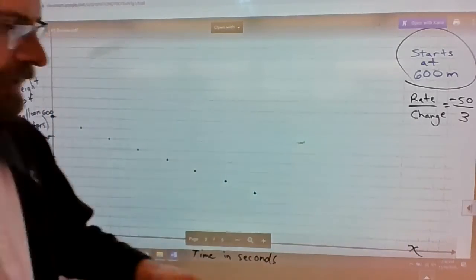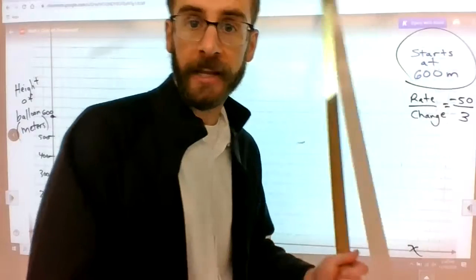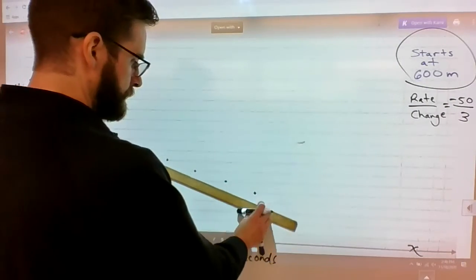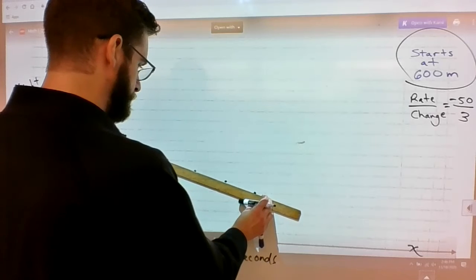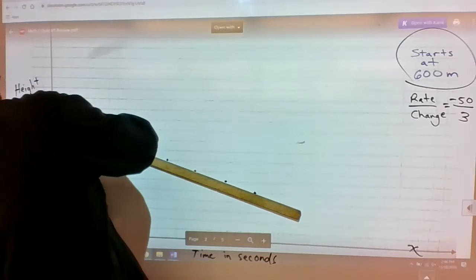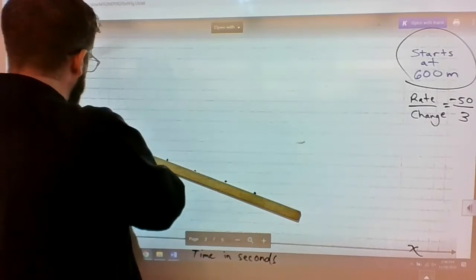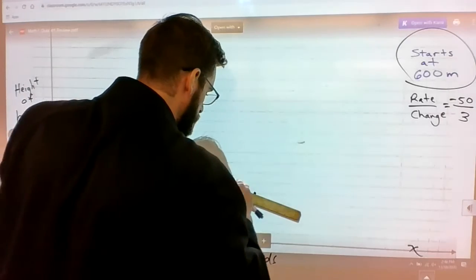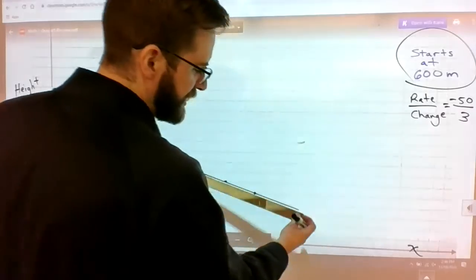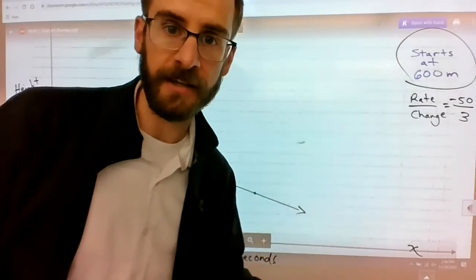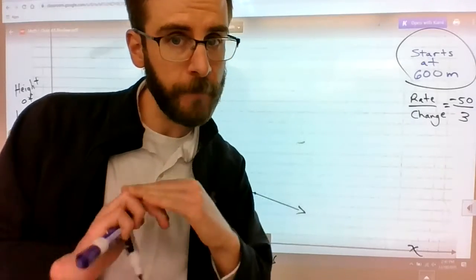At this point, I think I have enough points to plot a pretty accurate linear equation. And then it will just keep going forever that way. Or at least till we get to the x-axis. At that point, the balloon would be on the ground.